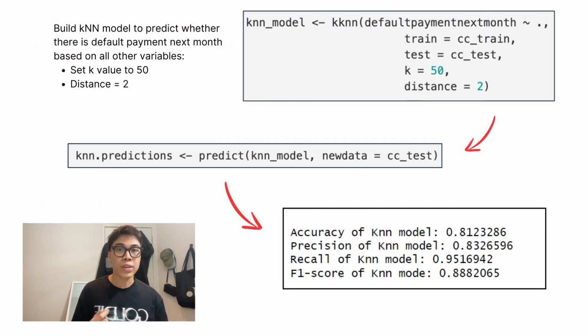First, we need to build the KNN model to predict whether there is a default payment next month based on all other variables. Some of the requirements we have set for the model are a k value of 50 and a distance of 2. After that, we make a prediction, and then we calculate the evaluation metrics for it, like accuracy, precision, recall, and F1 score.